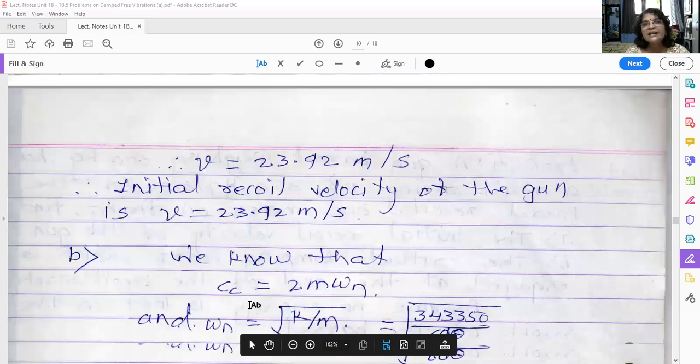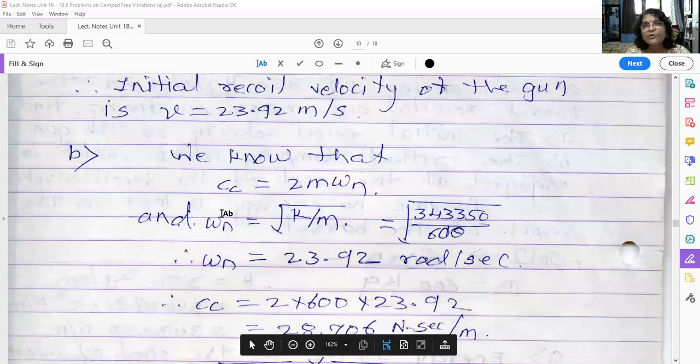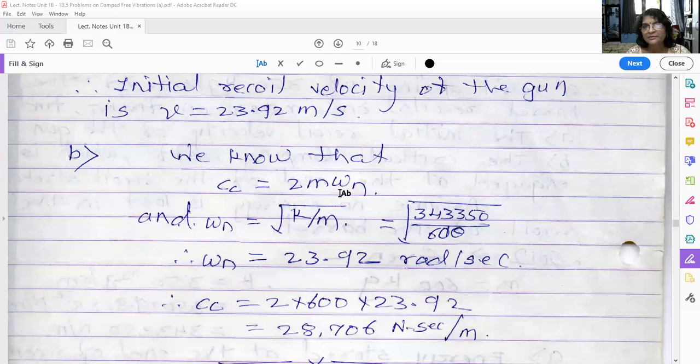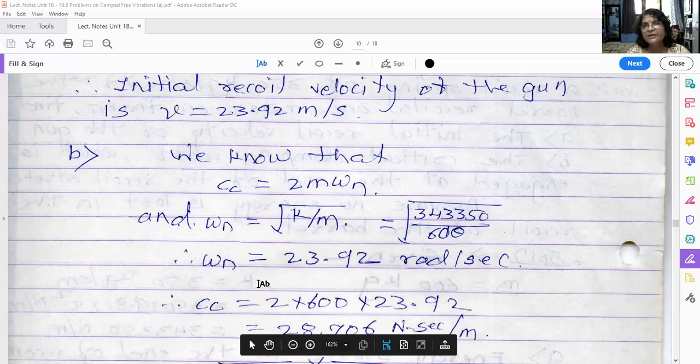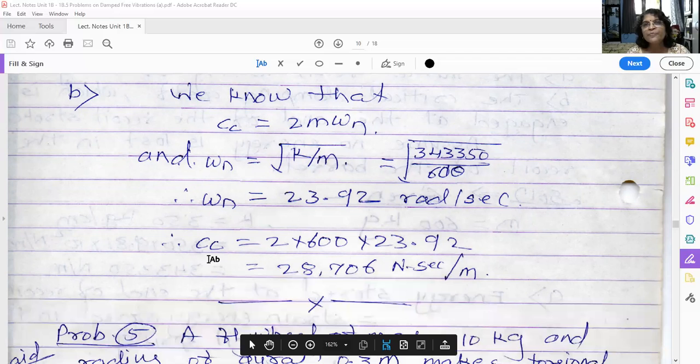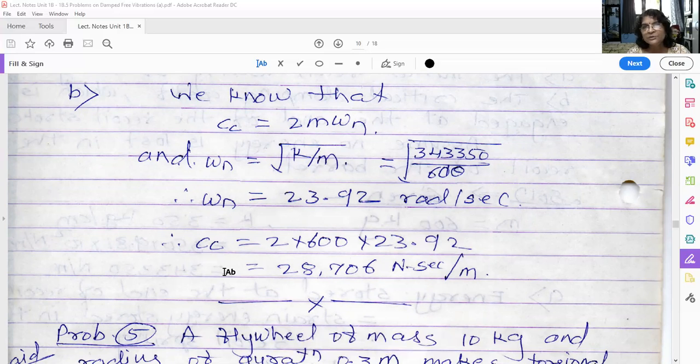Now secondly, what do we want to find out? Critical damping coefficient, Cc, that is equal to 2m omega n. So find out omega n, which is nothing but square root of k upon m. k is given, m is given. So omega n is 23.92 radian per second. So Cc is equal to 2 into m, which is 600, into omega n, 23.92. So critical damping coefficient is 28,706 Newton second per meter.